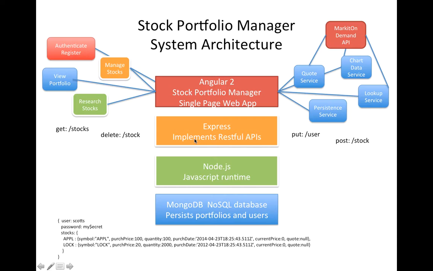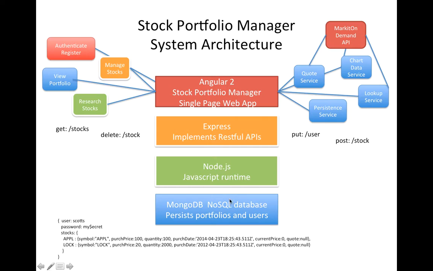The next tier in the application is Express, right? Here's where I've implemented RESTful APIs. Examples of some of the APIs I've implemented: there's a Get API where you can get the stocks for a given user. There's a Delete API to delete a given stock. There's a Put API to put a new user into the database. And there's also a Post API to post a new stock into a portfolio.